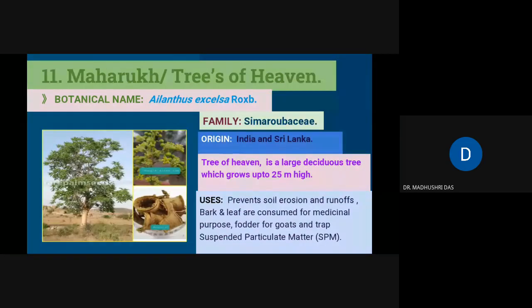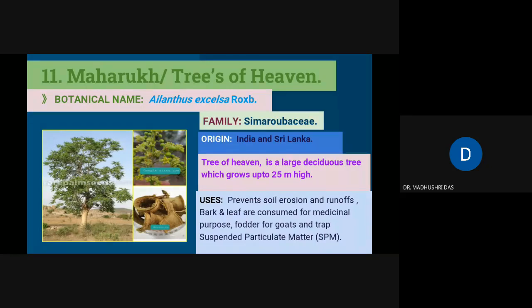11th is Ailanthus excelsa, which is commonly known as Maharukh or tree of heaven. It belongs to the family Simaroubaceae. It originated in India and Sri Lanka. This tree is a large deciduous tree which can grow up to a height of 25 meters.